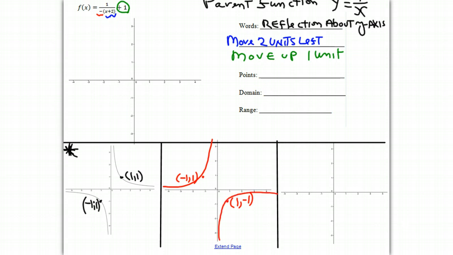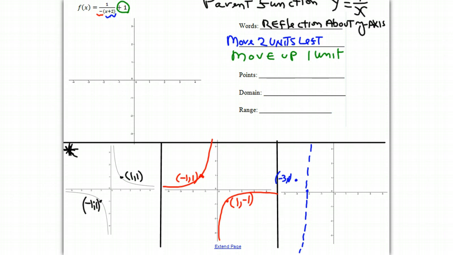Making sure it never touches the x and y axes, because in this parent function, the x and y axes are asymptotes. Our next step is to move it 2 units to the left. The easiest way to do that is first to move the asymptotes 2 units to the left. In this case, we're talking about the vertical asymptote. And we will simply draw a dotted line through the point negative 2, since the y-axis asymptote has moved over 2 units. Remember, we have to see where our original points went. Our point at negative 1, 1, which is right there, if it's moving 2 units to the left, will now be at negative 3, 1. So we'll put it there.